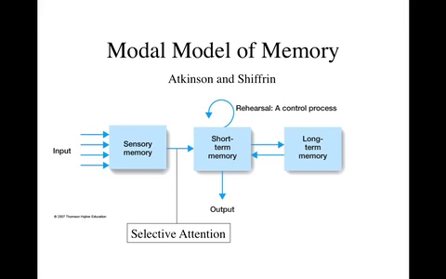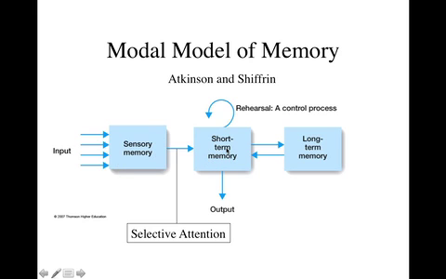We begin with the modal model of memory, which is a very influential model that suggests there are in fact three different types of memory systems: sensory memory, short-term memory, and long-term memory. Visual persistence is an example of sensory memory, but we're going to see some other types of sensory memory as well. It's a very high capacity but short duration type of memory, and it holds a lot of information. Then selective attention operates over sensory memory, and only a certain portion of the information makes it into short-term memory.